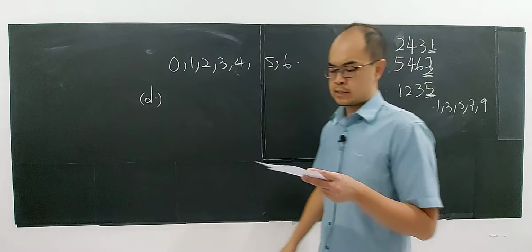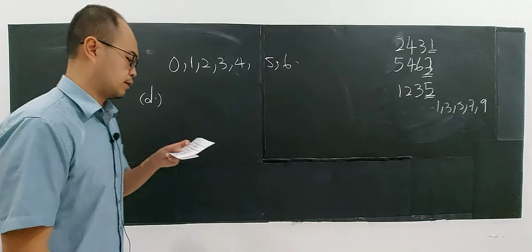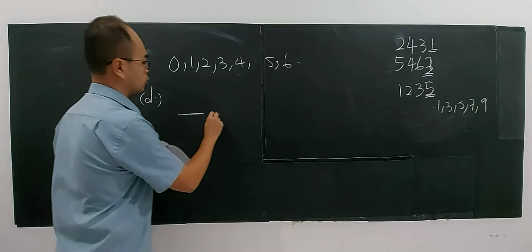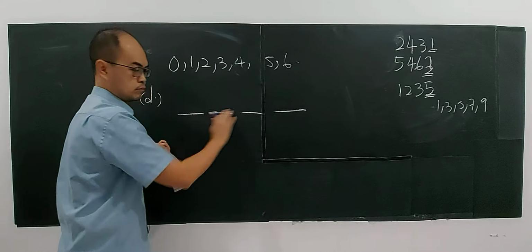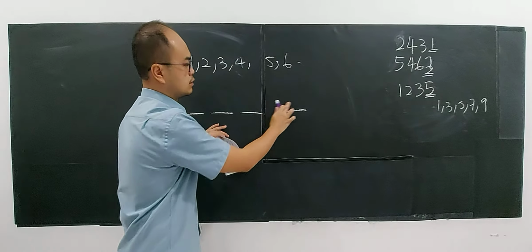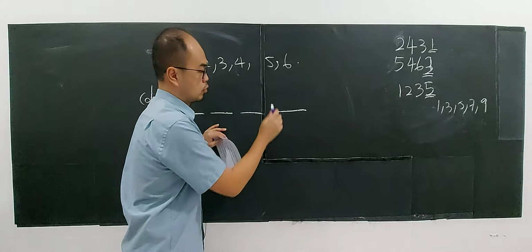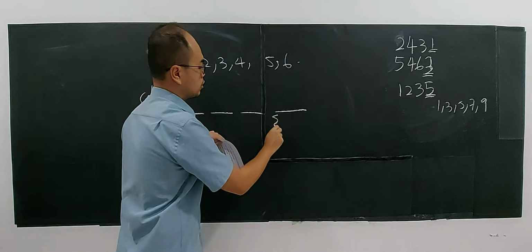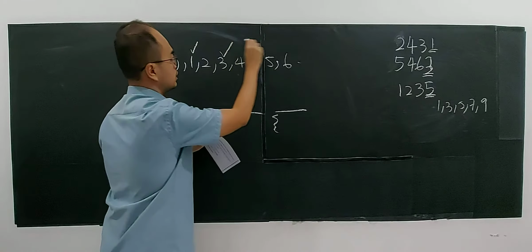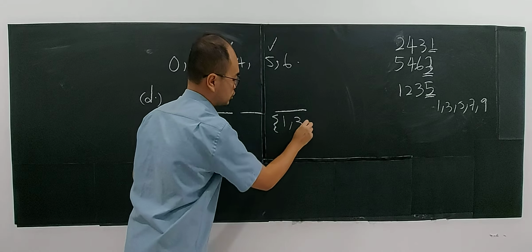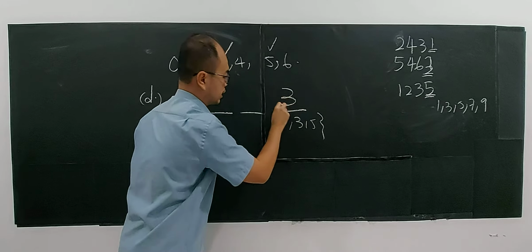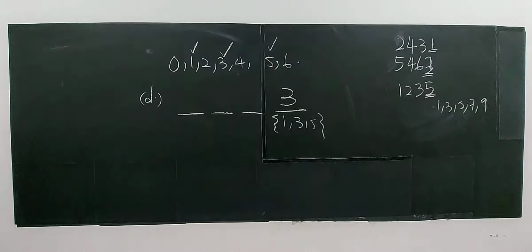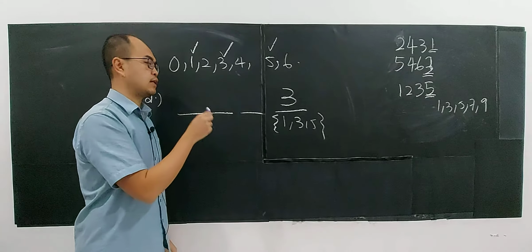So now they said that this 4-digit number must be an odd number, right? So I have a 4-digit number, and now we consider the last digit. This 4-digit number is an odd number, so the last digit consists of 1, 3, and 5. It means you have 3 choices here, right? I write here, I have 3 choices.